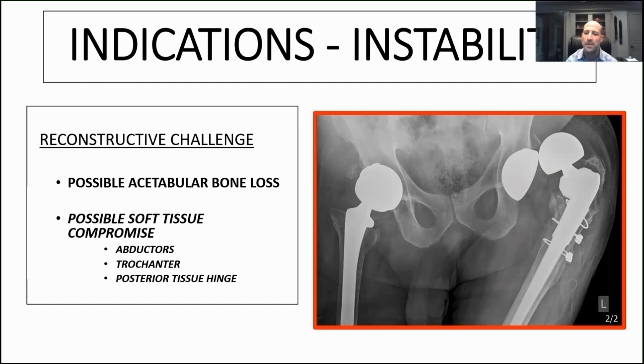I worry a little bit more about the soft tissues. Depending on the surgical exposure the patient had, they might have abductor deficiencies. Probably if it was a posterior approach and recurrent instability, a soft tissue hinge posteriorly that's deficient, as in the case shown in the x-ray here, there could be trochanteric fractures.